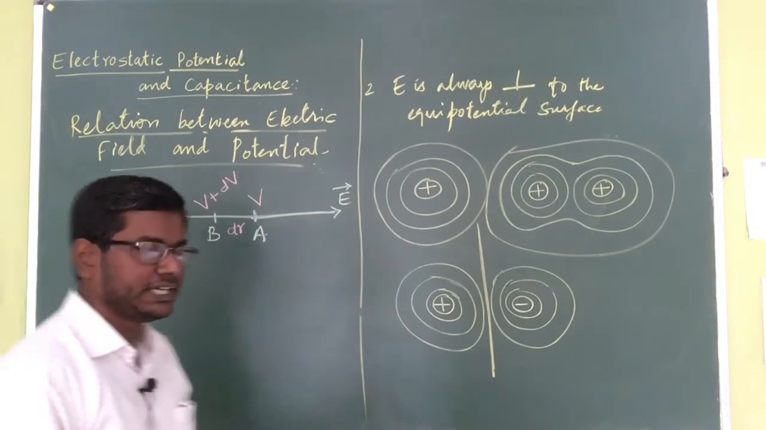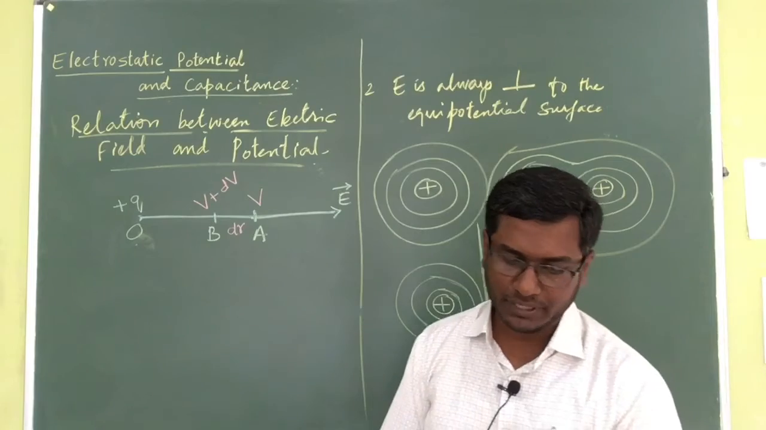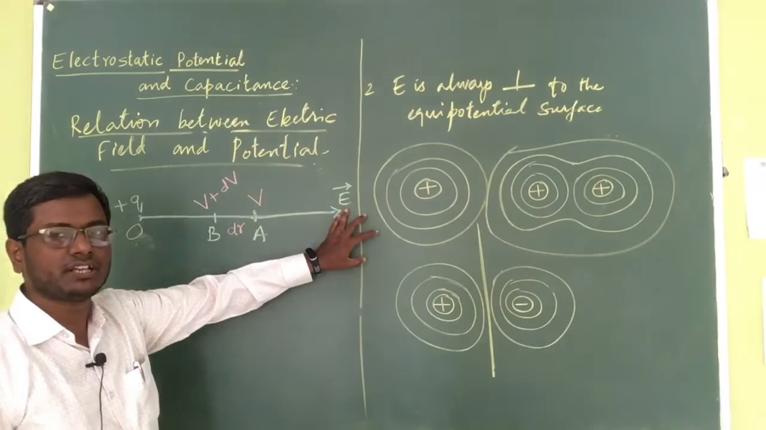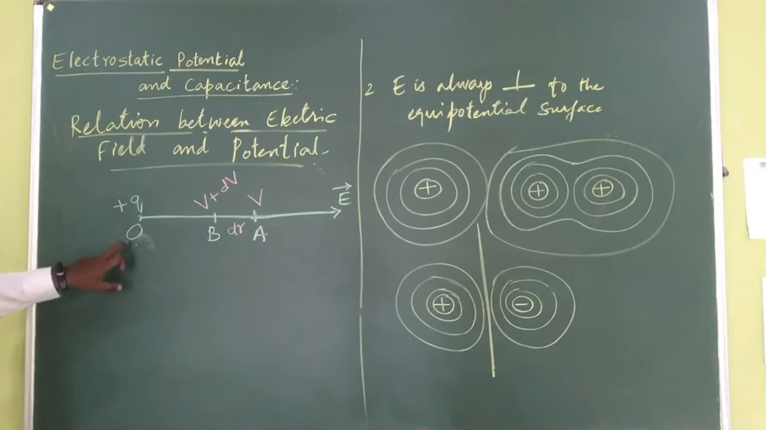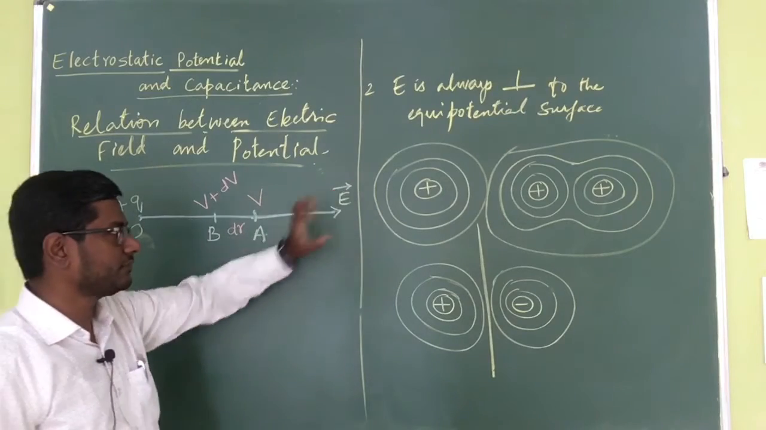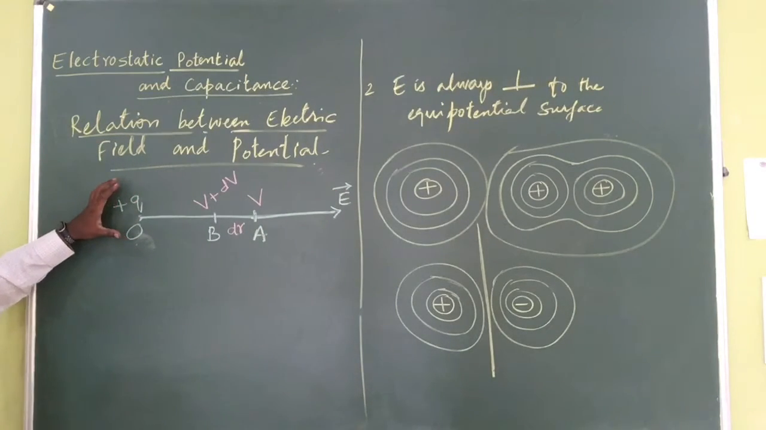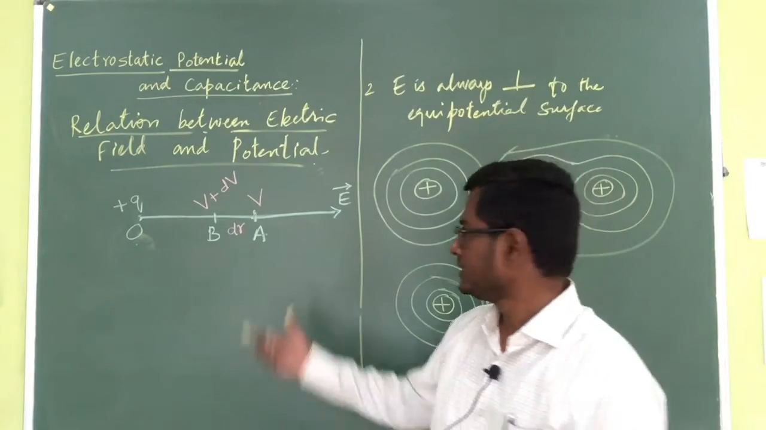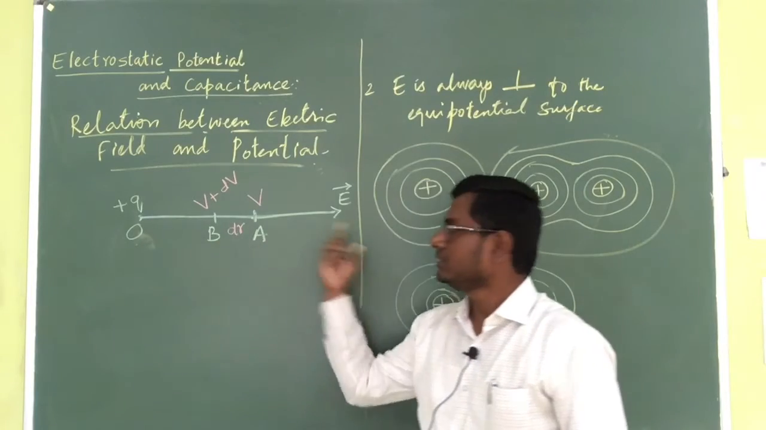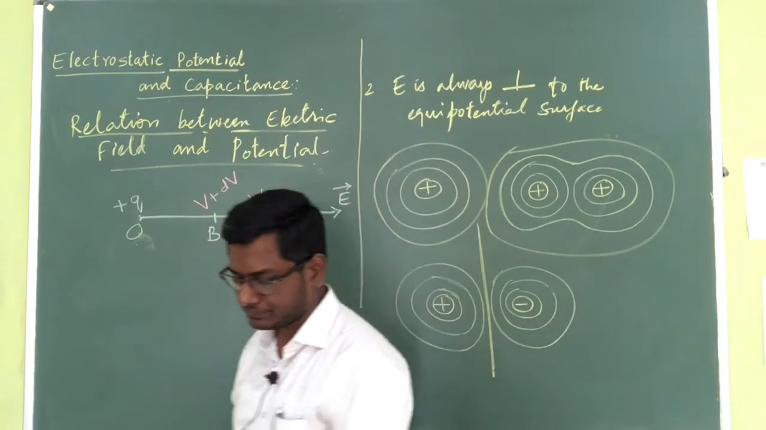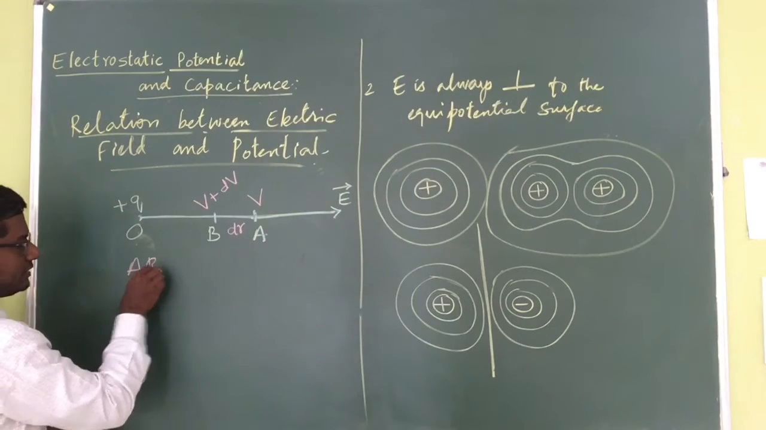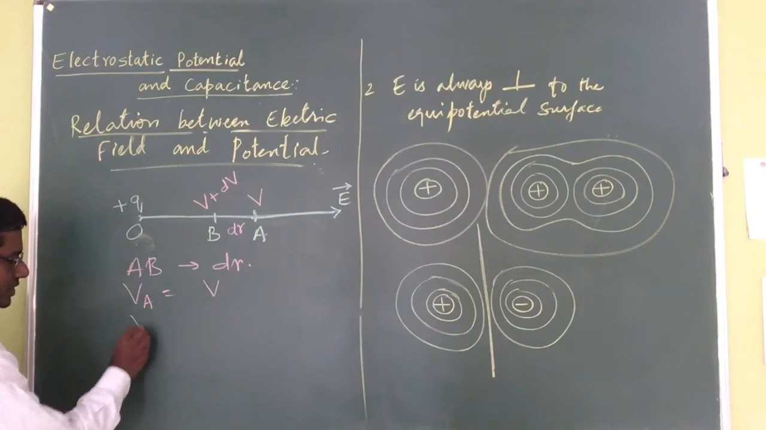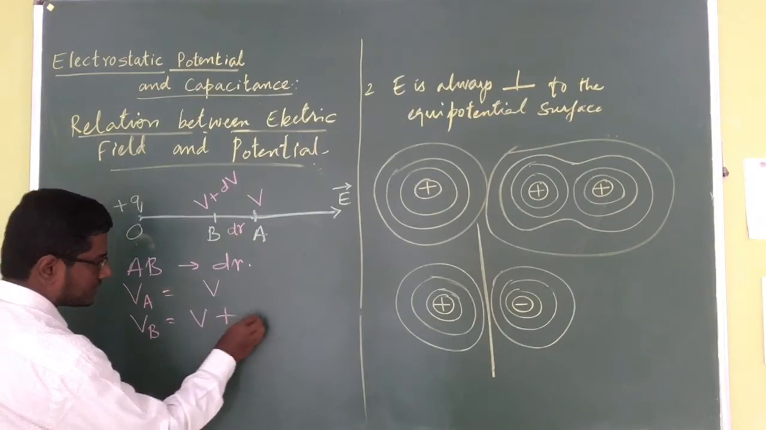Immediately after the diagram, we need to explain the diagram. The explanation will be, consider an electric field E. Why does this exist? Because of the charge plus Q placed at the origin. So we are going to consider an electric field produced by this charge plus Q kept at the origin. Let A and B be two adjacent points, nearby points along the line along which the electric field is passing, and they are separated by distance dr. Potential at A is V, and potential at B is V plus dV.